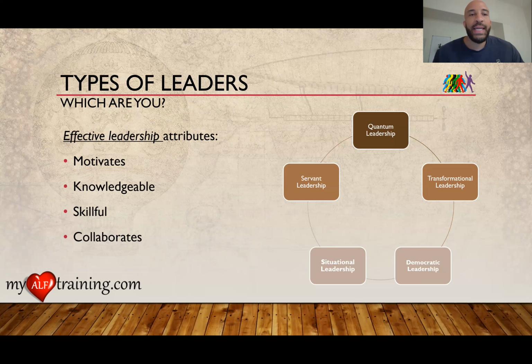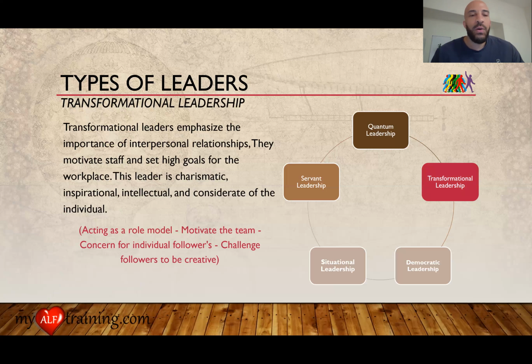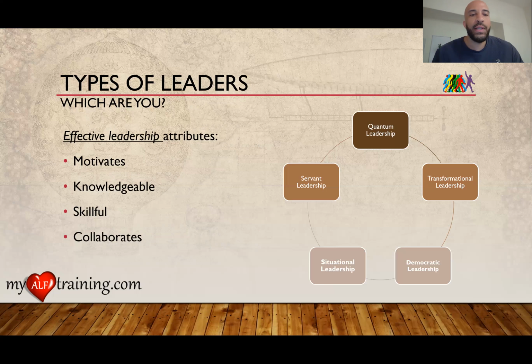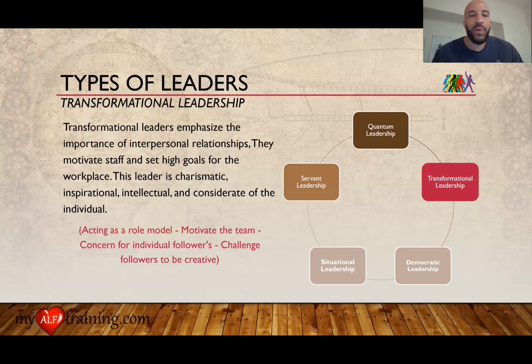our fourth key attribute of an effective leader was someone who collaborates well with the staff. So a transformational leader is someone who's considerate of the individual. They act as a role model, motivate the team. They're concerned for the individual followers. So that's the key right there. That's the fourth key component of an effective leader.